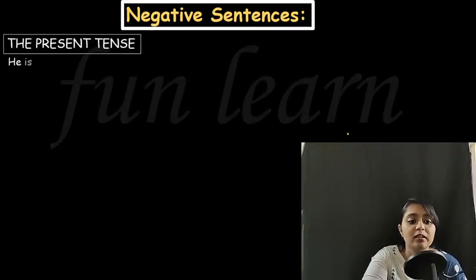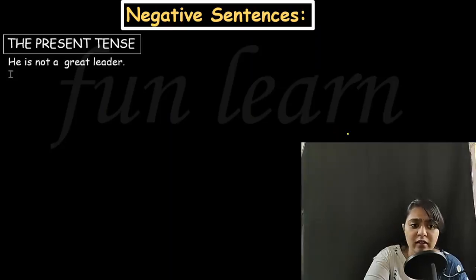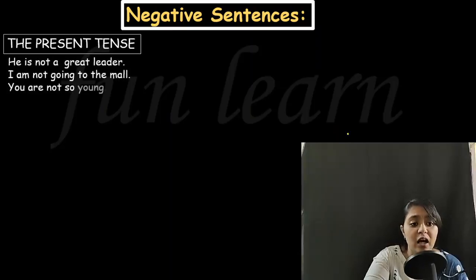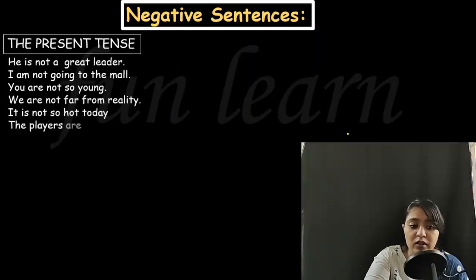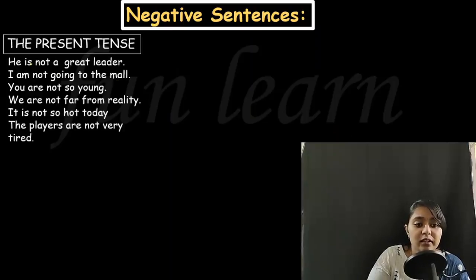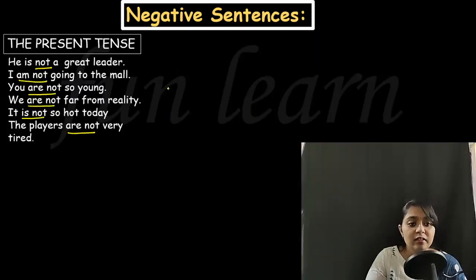Okay, so let's see the present tense. He is not a great leader. I am not going to the mall. You are not so young. We are not far from reality. It is not so hot today. The players are not very tired. So here you can see everywhere they added a not. Am not, is not, you are not again, is not again, the players are not. Okay, so this is the negative sentence for a present tense.